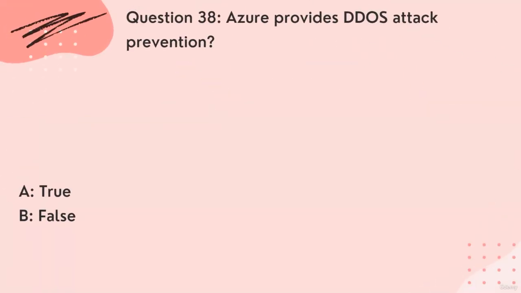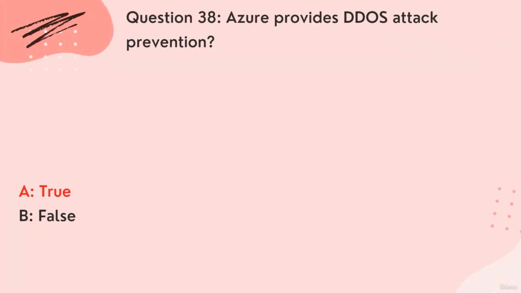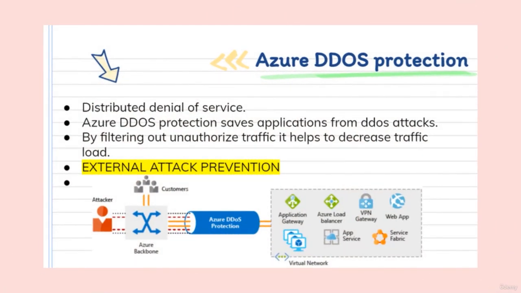Azure provides DDoS attack prevention. The answer is true. Azure provides DDoS attack prevention. So this is an overview of it. What is the full form of DDoS? It is distributed denial of service. This comes under external attack prevention. It has nothing to do with the traffic that is being passed within the NSG groups, or internal traffic that is going on within Azure.